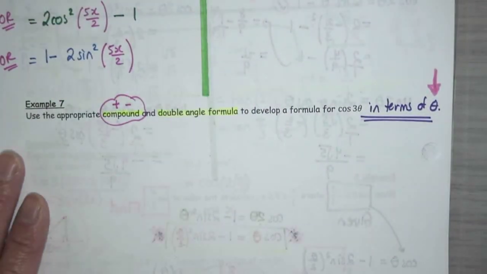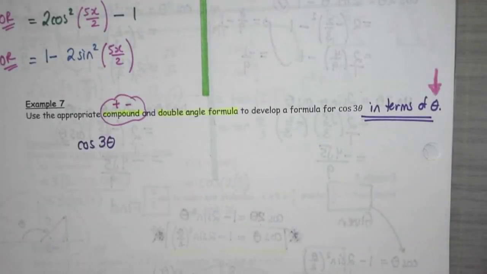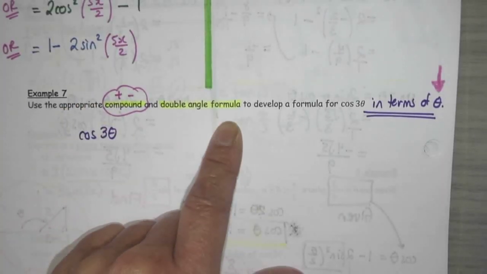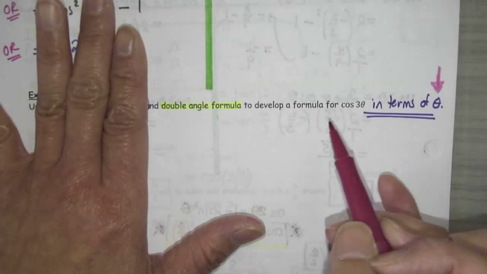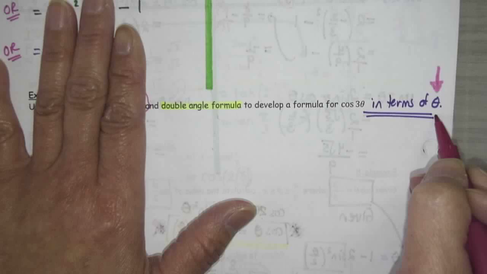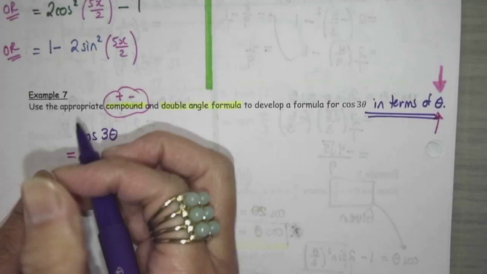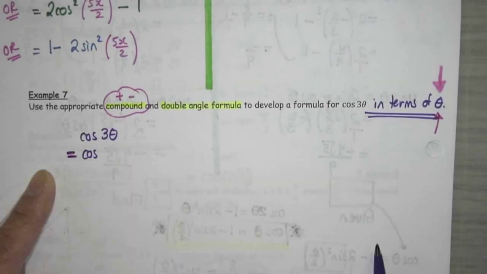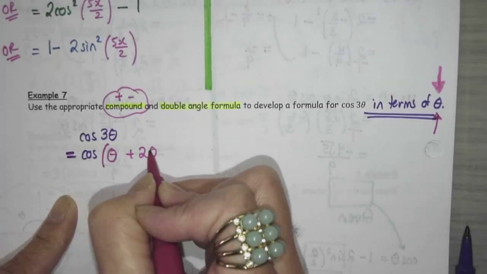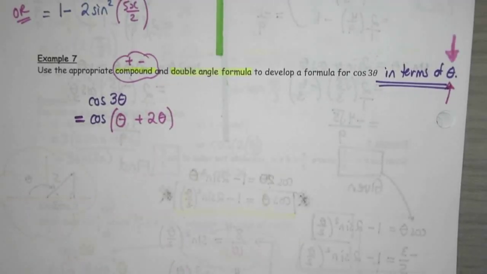So compound means that you're going to take this guy here, cos of 3 theta, and break that down using the compound versus the double angle. The double angle would force us to go to fractions. It would have to go 3 theta over 2. And I said that's okay. But in this question, I'm saying I want it in terms of theta. So then I would take this one and break it down to this 3 theta, not half fractions, but we're going to go theta plus 2 theta. There you go. So I'm breaking it up into 2. They don't have to be the same.